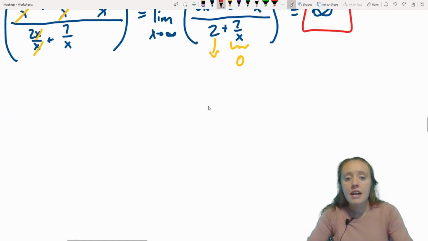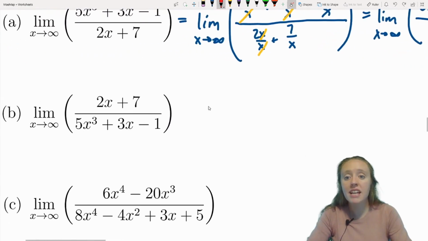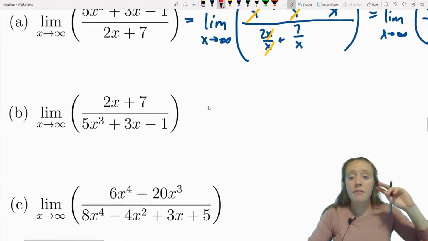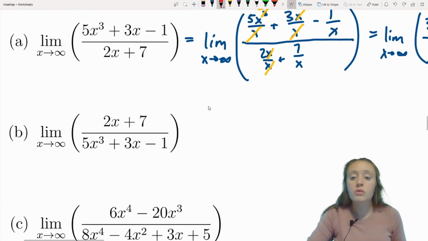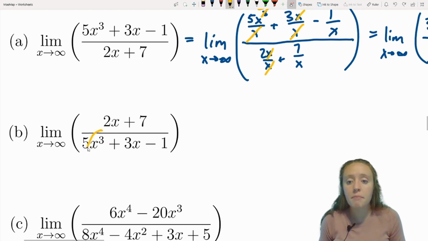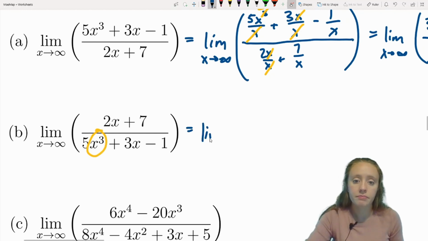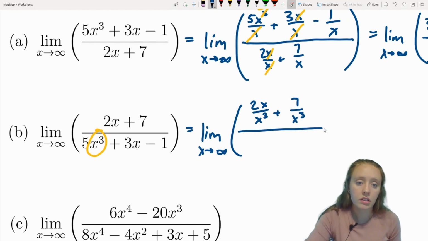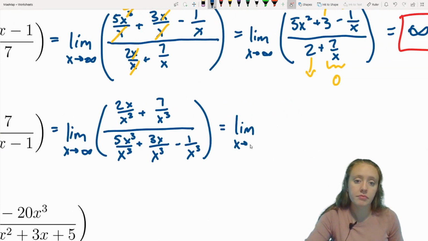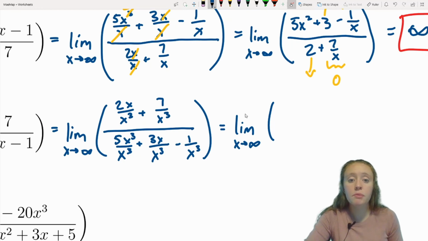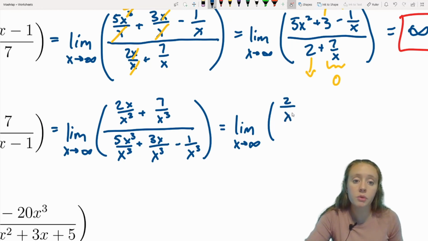Now in part B, I have the same exact function, except now I have my numerator in my denominator and my denominator in my numerator. So now my highest degree that I'm going to divide everything by is the highest degree in the denominator, so that's going to be my x cubed. Let's simplify down and see what happens. Well, my 2x over x cubed will become a 2 over x squared.